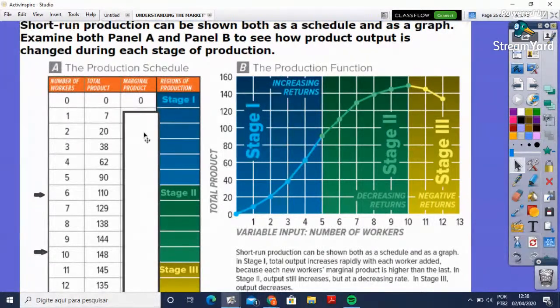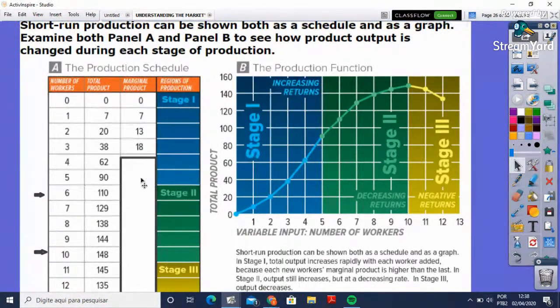From here, we will take a look at the total output. And what is a total output? Total product is 7. My marginal product is 7. Total product is 20. My marginal product is 13. How do we get to this number? Simple. 7, 8, 9, 10, 11, 12, 13, 14, 15, 16, 17, 18, 19, 20. It's 13. This is my total output.